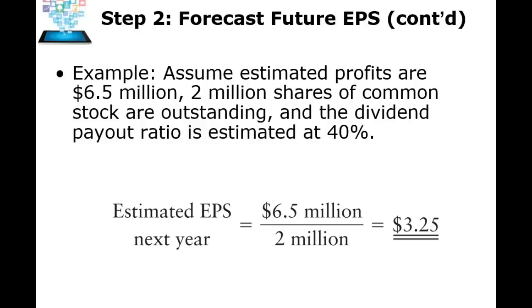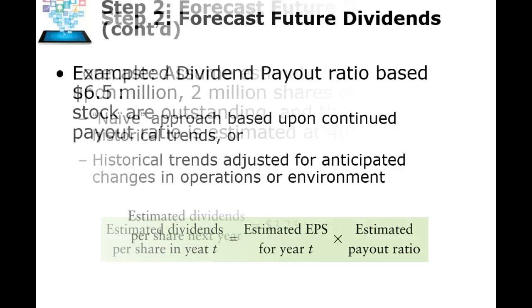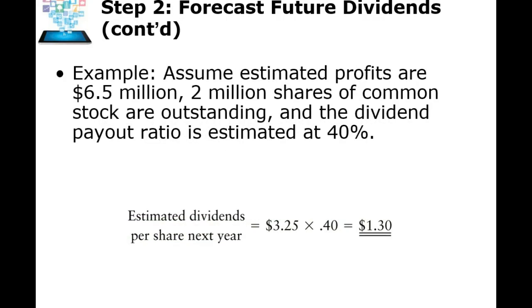Now, if we estimate a payout ratio, some companies will give a payout ratio, which we talked about last class. The dividend payout ratio would say that whatever we make in earnings per share, we're going to give you back 40%. So this way we could estimate what the new earnings per share would be by multiplying the estimated earnings per share times the estimated PE ratio. So if we're going to get $3.25 in earnings at a payout ratio of 40%, we know that we're going to get $1.30 in next year's dividends.